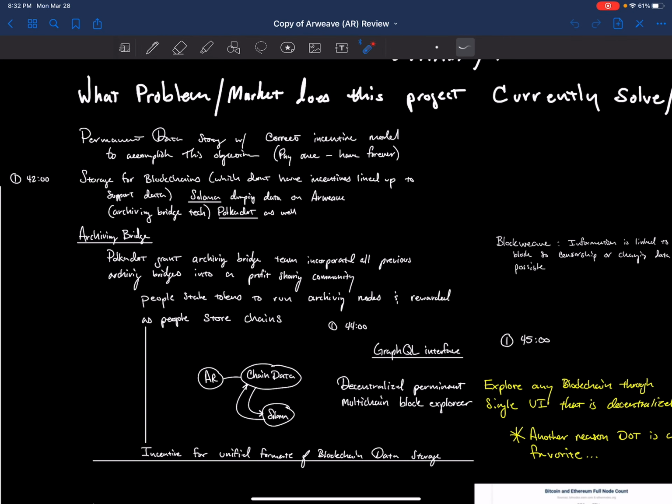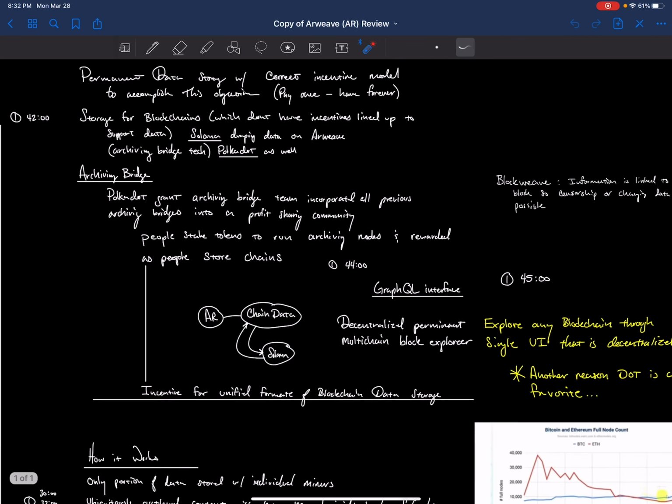So what does Arweave do? It does permanent data storage, which is, it has an incentive model for persistence of data over time, basically forever, or at least a 200-year time span. But it is a pay once, have data forever model. The biggest customer I see for this would be blockchains, because blockchains will want retrievability of that data into the future. And basically, there's something called archiving bridges, which is going to have Arweave connect to the different blockchains.